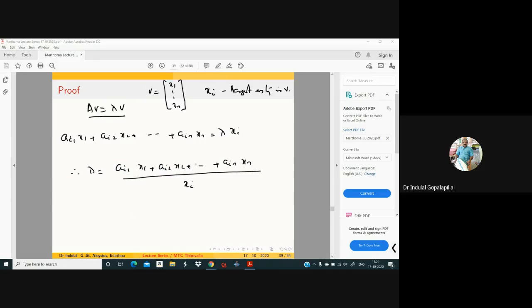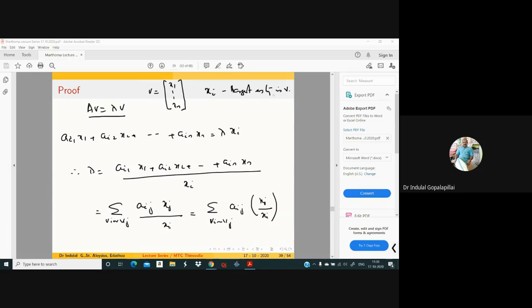So the contribution in the numerator comes from only those Aij's where Vi is adjacent to Vj. So this is the sum over Vj adjacent to Vi of Aij xj divided by xi. How many Vj's are adjacent to Vi? That is the degree of Vi, and there are only degree of Vi terms in the numerator.